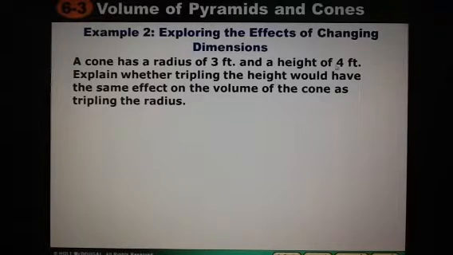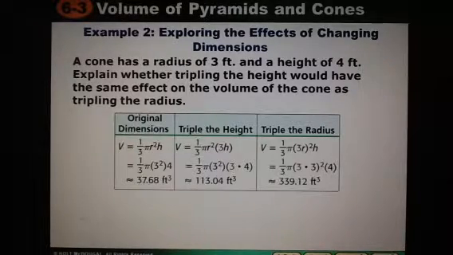Okay, a cone has a radius of 3 feet and a height of 4 feet. Explain whether tripling the height would have the same effect on the volume of the cone as tripling the radius. And it's going to be the same idea. If you triple the radius, you have to square the radius, so that will do more than triple it. It'll bring it up by an exponent of 2. But if you triple the height, that will triple the volume. And that's shown right here. If we triple the height, it's going to have a tripling effect. If we triple the radius, it's going to have an exponential effect.